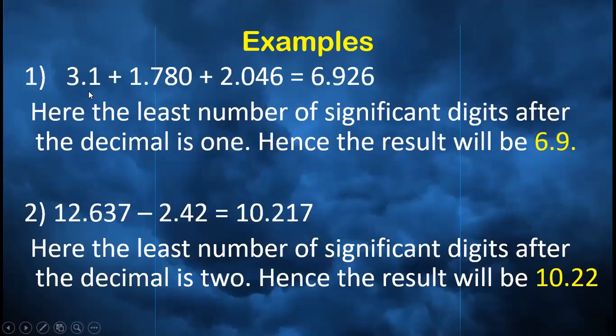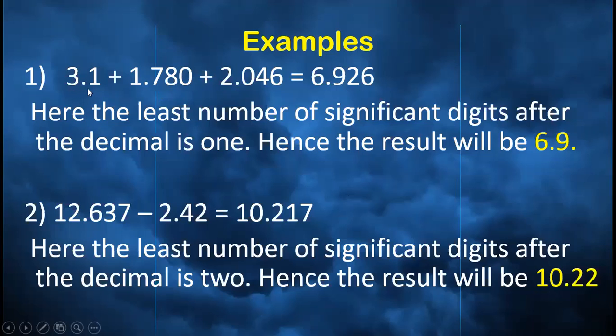Here it is 3.1 plus 1.780 plus 2.046. The first number has only one decimal place. The second number has three decimal places, and the third number also has three decimal places. So when we add it, we get 6.926. Now, this result should have the least number of decimal places. What is the least number of decimal places here? It is only one decimal place.